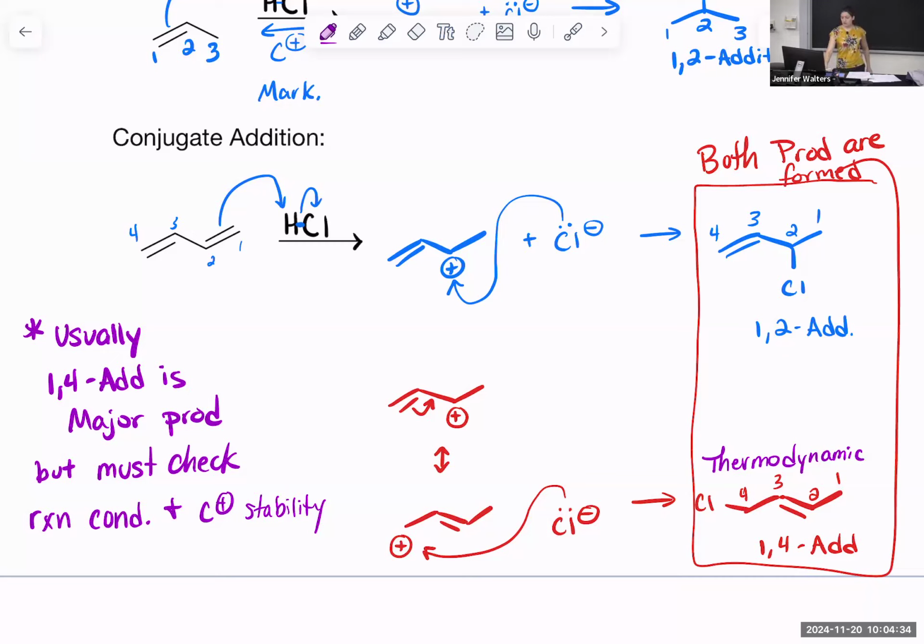The one that is going to form more quickly is going to be our kinetic product. Our kinetic product is going to be the one where it's more focused on the carbocation stability, and it's usually just doing a 1,2 addition: you make that carbocation and then it reacts right away. That's the kinetic product. If you care more about the stability of your alkene, that is your thermodynamic product.